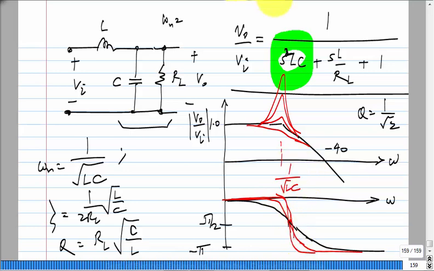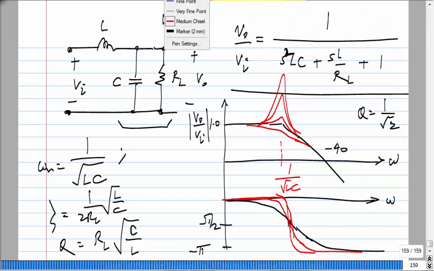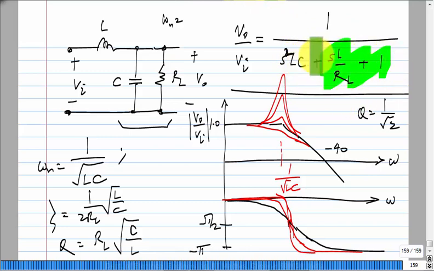But hopefully, these 3 points you can easily get, because at very low frequencies you can neglect these altogether. You have a real positive number, so the phase is 0 degrees. At very high frequencies you can neglect these 2, and if you substitute S equals J omega, you get minus 1 by omega square LC, a negative real number, so the phase is 180 degrees. And at the natural frequency, this cancels with that. So, you have 1 over J, which corresponds to a phase of minus pi by 2, okay?